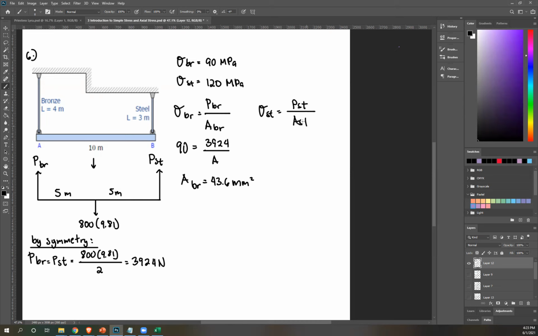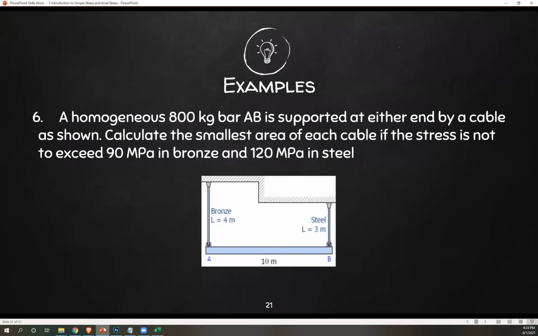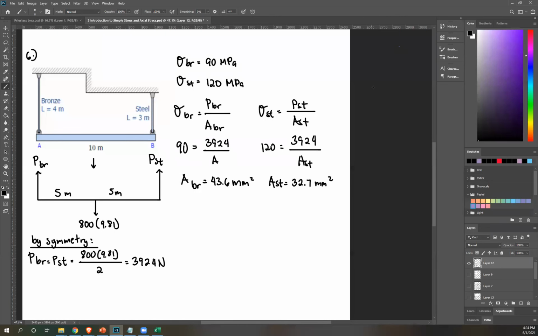PST over AST. This is 120. PST again is same, 3924 over AST. So from this, we can solve for AST, which is 32.7 millimeter squared. Now, you might think I have to choose which of the two. No, we're not looking for smallest area possible for both portions. No, we're looking for smallest area of each cable. So each cable, meaning both are answers.